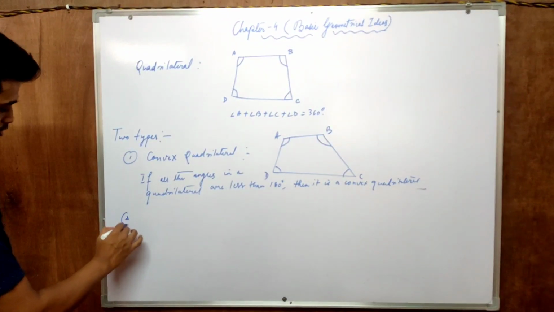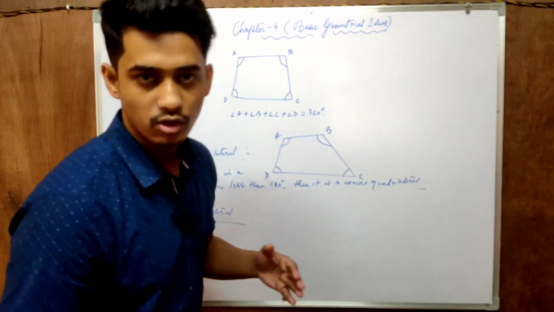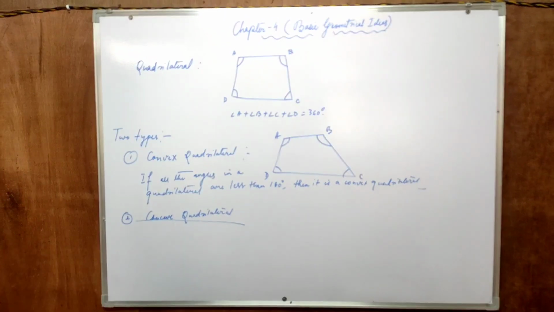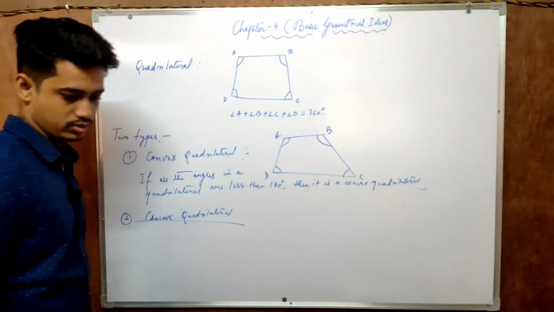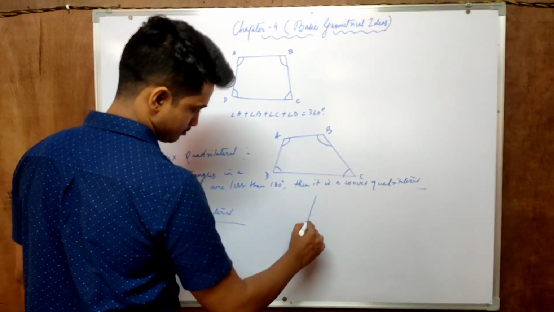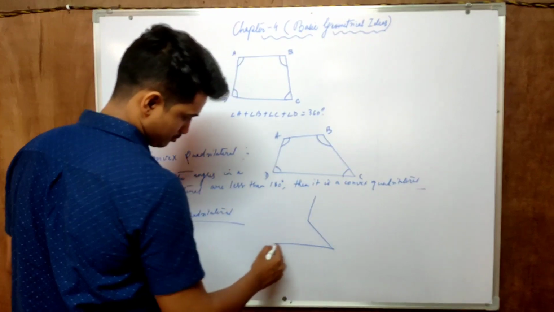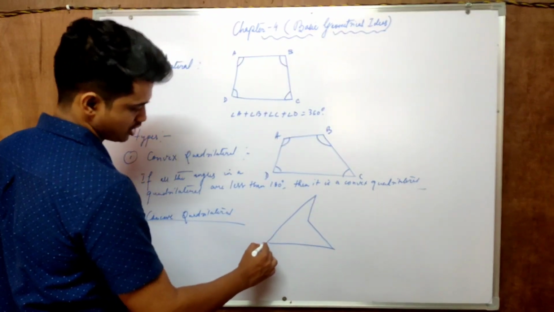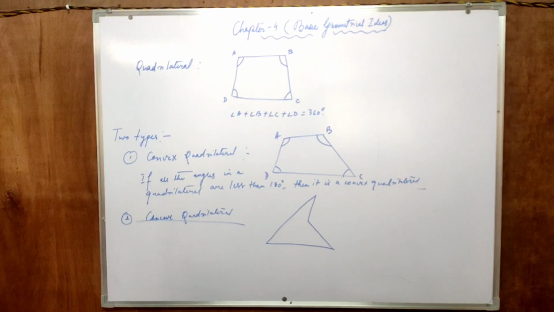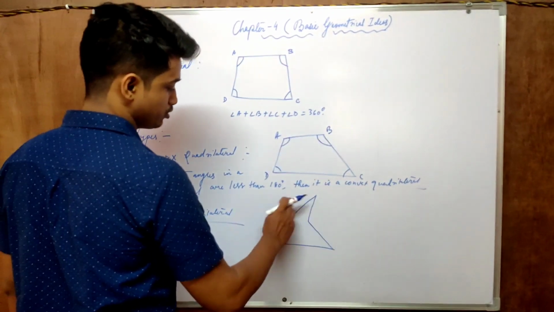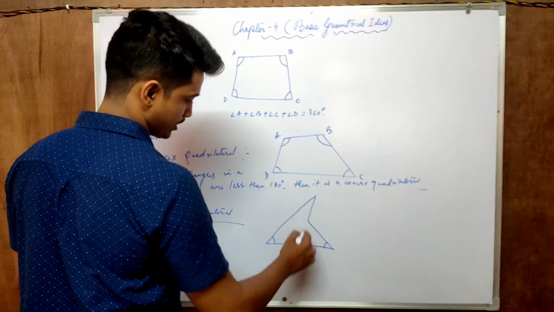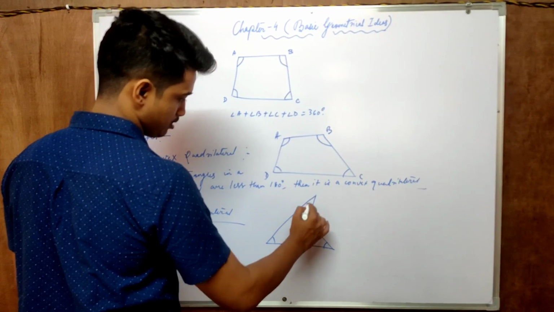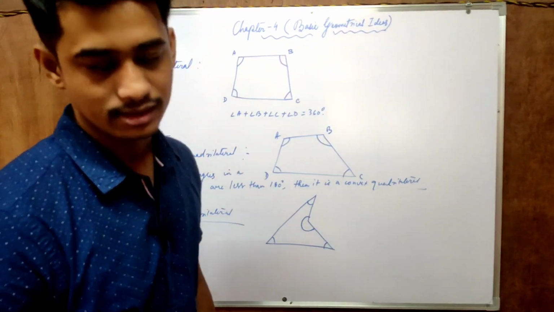Moving on to our next type, that is concave quadrilateral, the second type. So what will the figure look like? Something like this shape, having four sides, that is 1, 2, 3 and 4, right? If you measure each angle, one angle will be this one. We have to measure the interior angle, not the exterior angle.